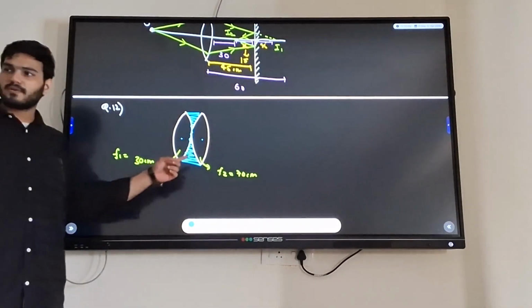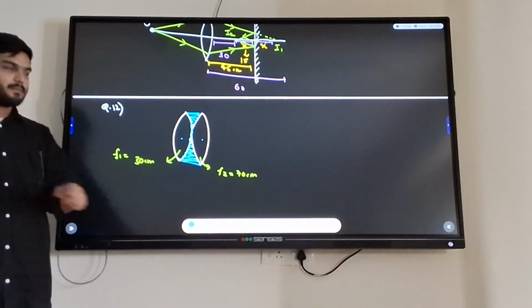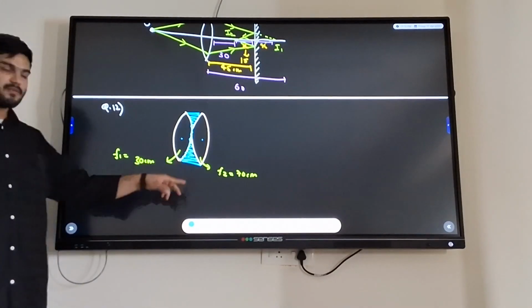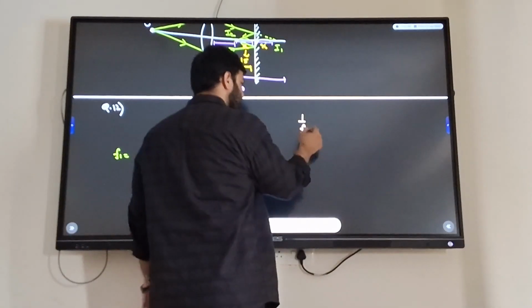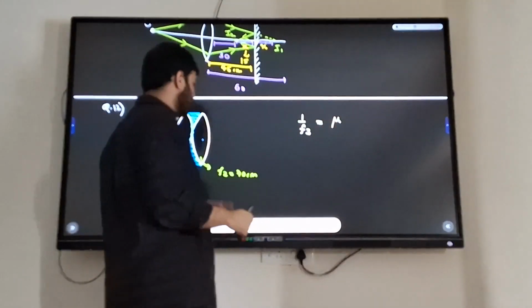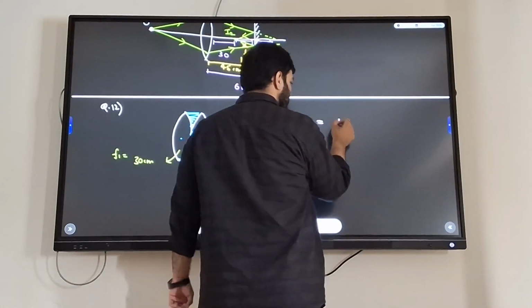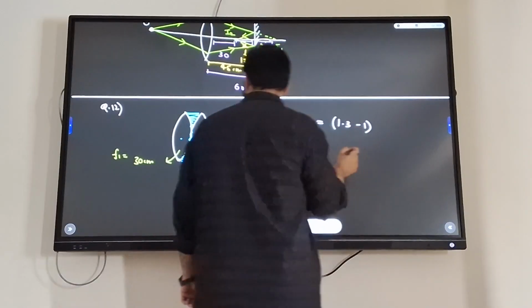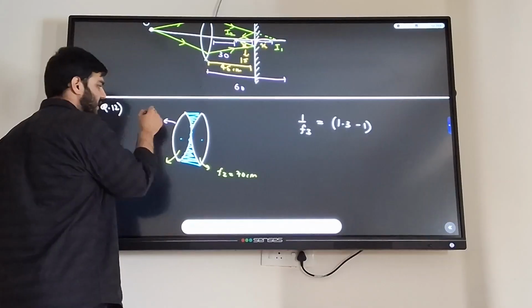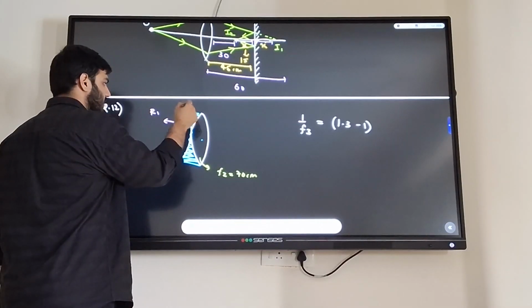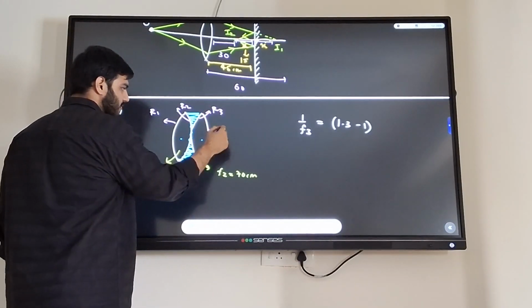How to find the equivalent focal length here? 1 by f1 plus 1 by f2 plus 1 by f3. But I need to find the focal length of the liquid lens, let's call it f3. What was the formula for it? Mu minus 1, what is mu given here? 1.3. So 1.3 minus 1 into, the radius of curvature of these surfaces will matter. This is R1, this is R2, and the same will be R2 here. This is R3, this is R4.